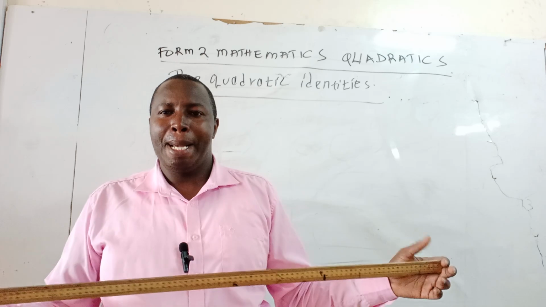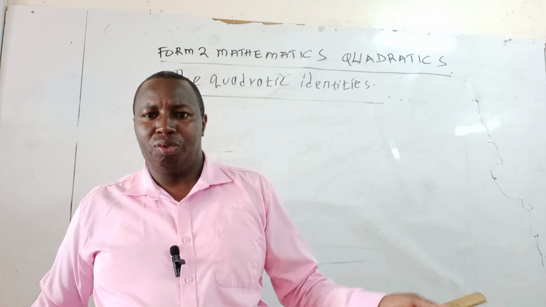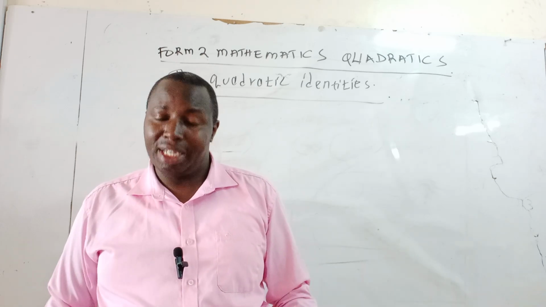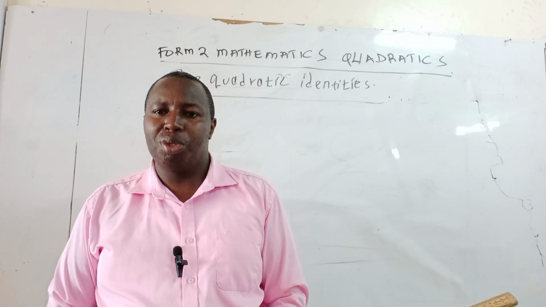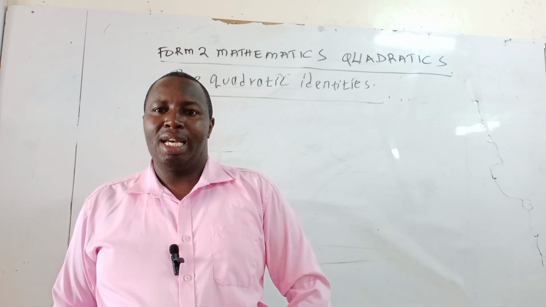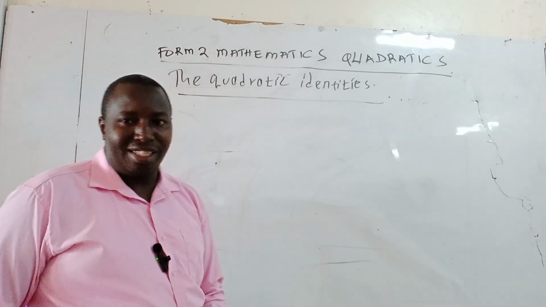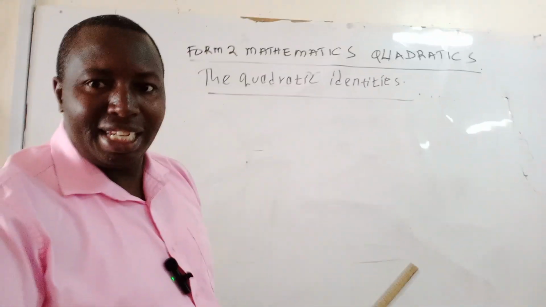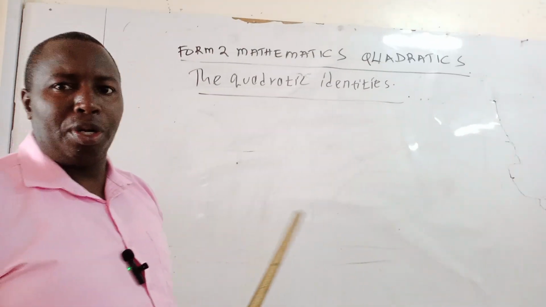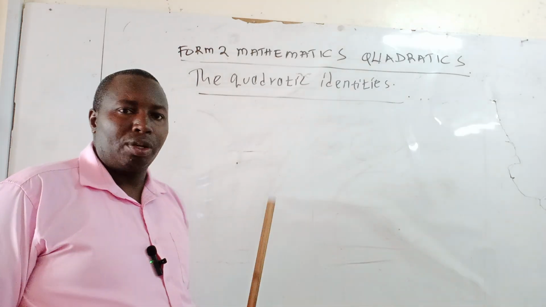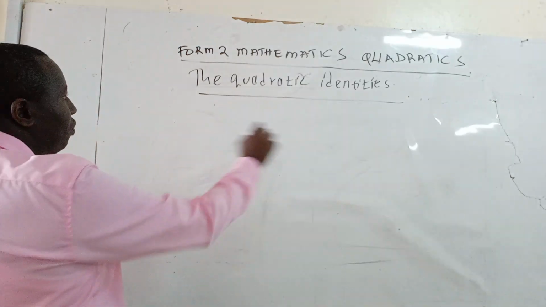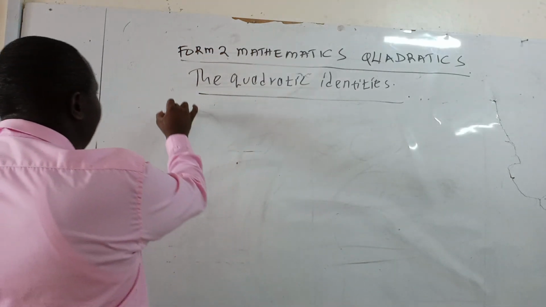So again, I'm going to take you through Form 2 mathematics, a topic called quadratics. It's a very important topic in Form 2. On the part on the quadratic identities, this is one of the most important parts of that topic. For the quadratic identities, we have three of them.